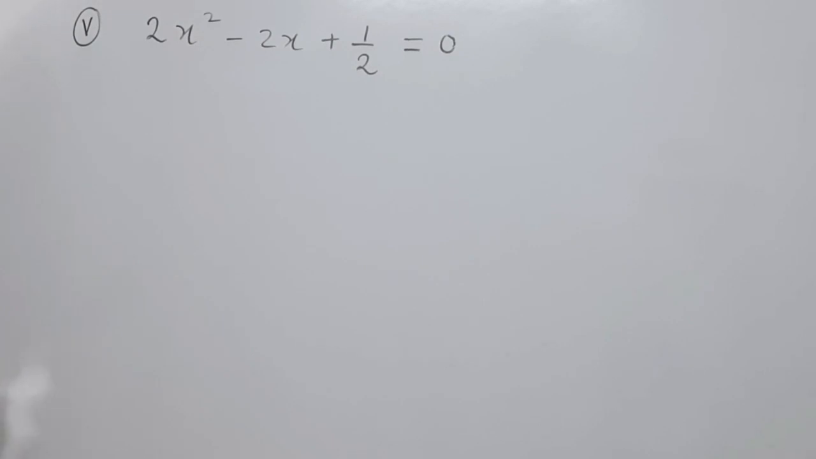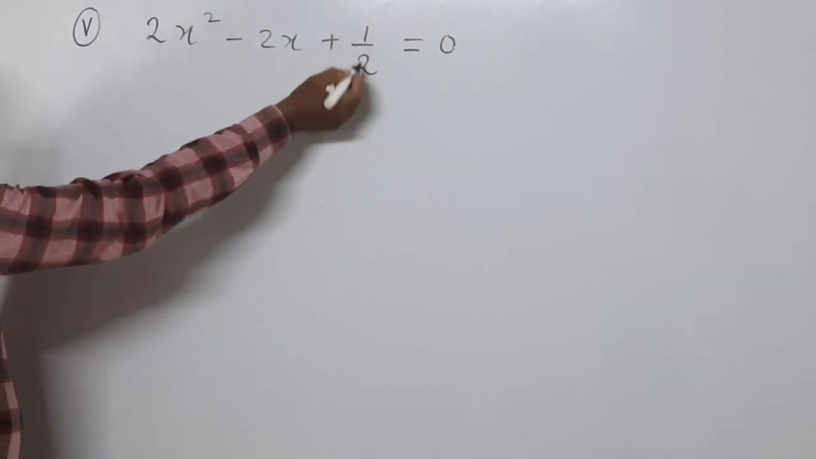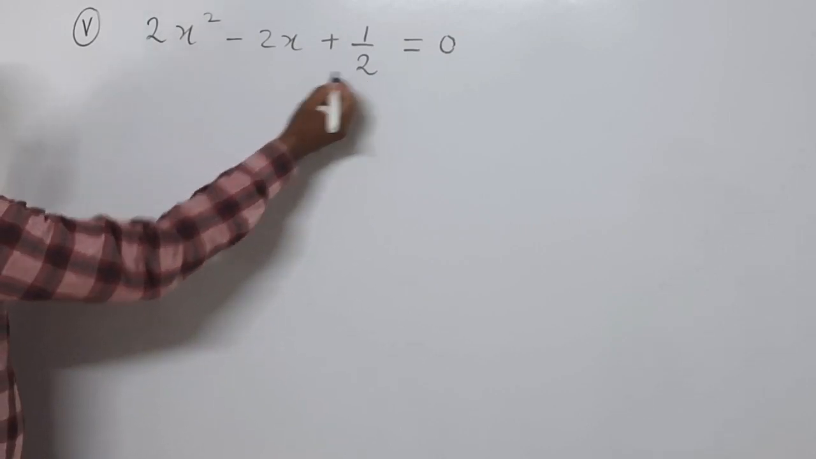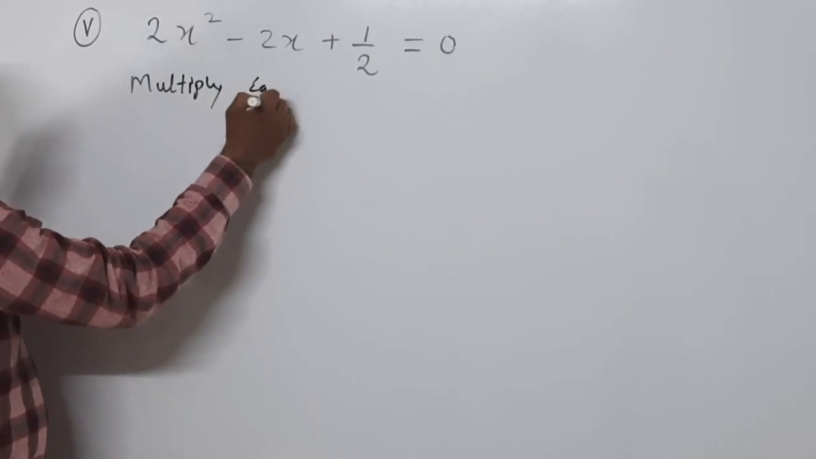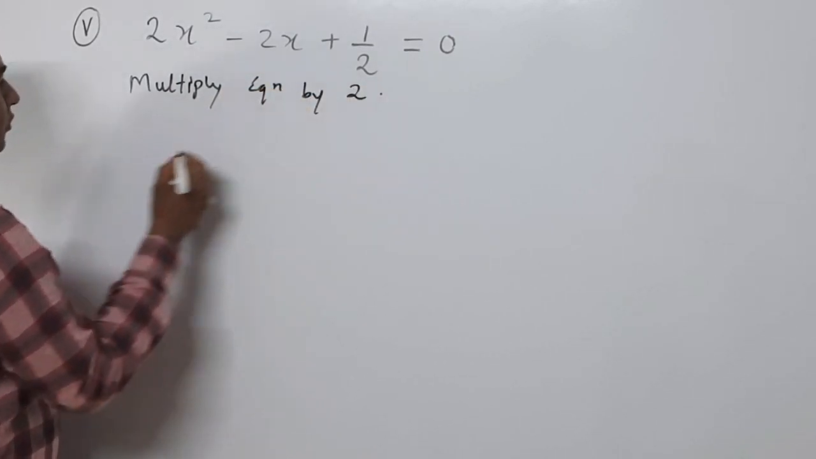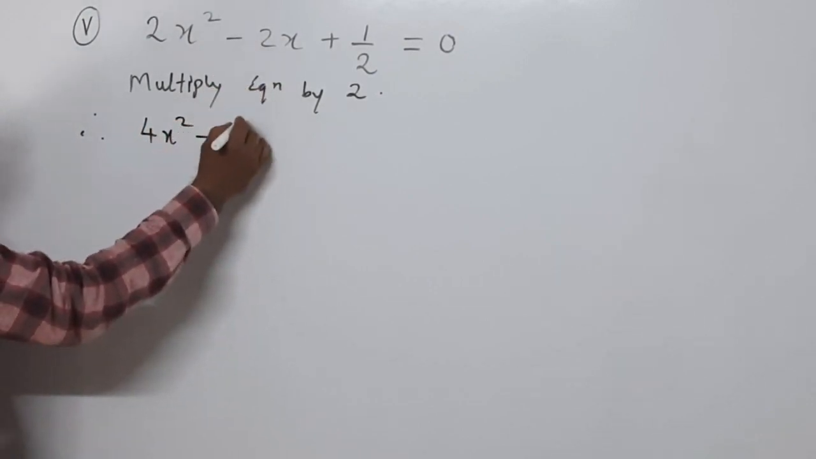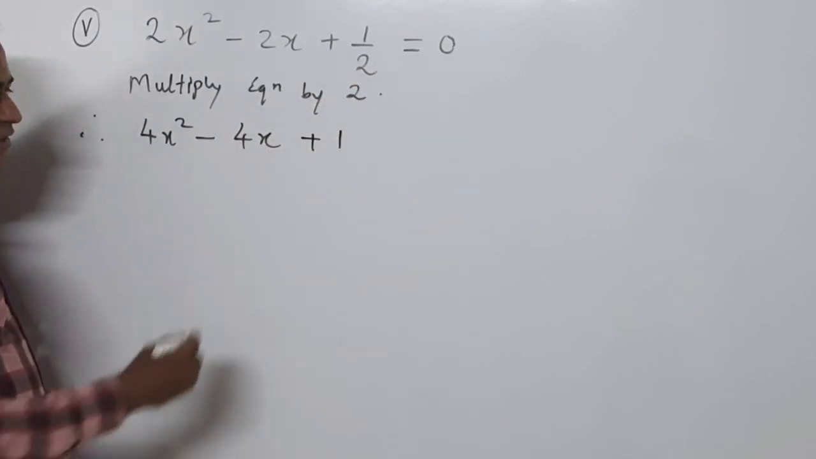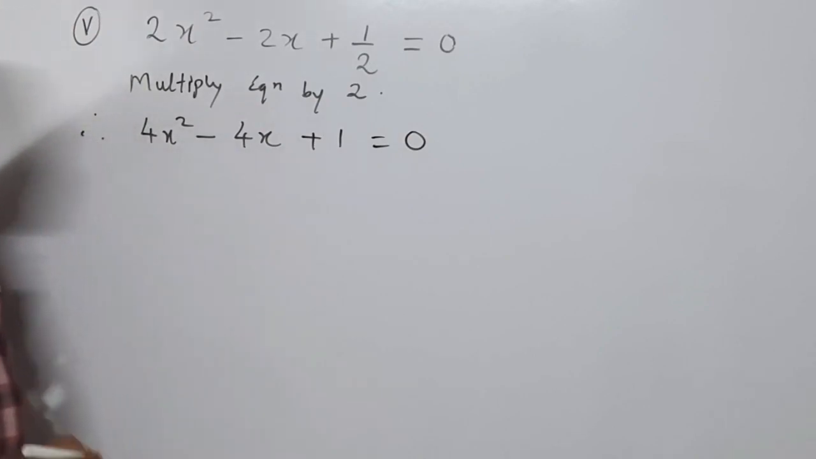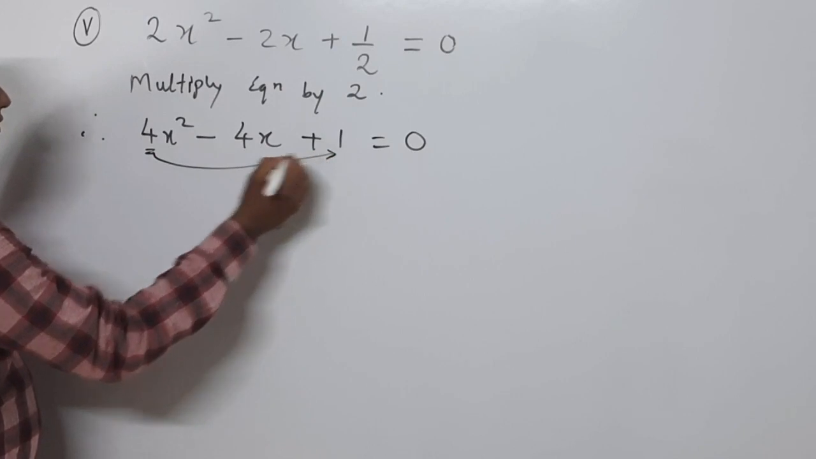Fifth example, 2x square minus 2x plus 1 upon 2 is equal to 0. So first we will multiply this equation by 2, since the last term is 1 upon 2. So multiply the given equation by 2. Therefore we will get 2 into 2, that is 4x square, minus 2 twos are 4x, and here 1 upon 2 into 2, the 2 will get cancelled, plus 1 is equal to 0.